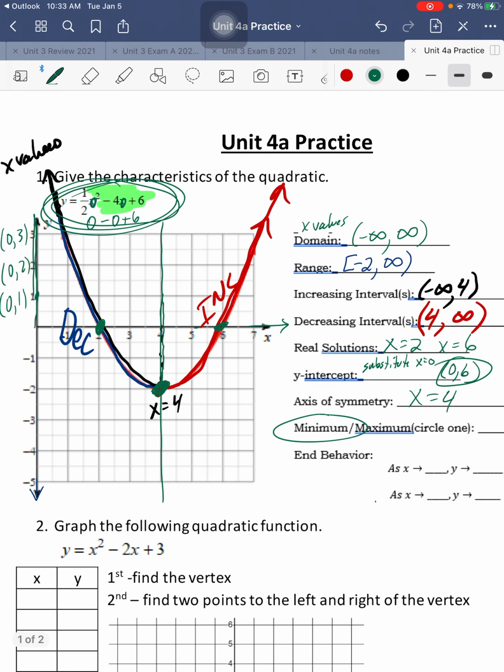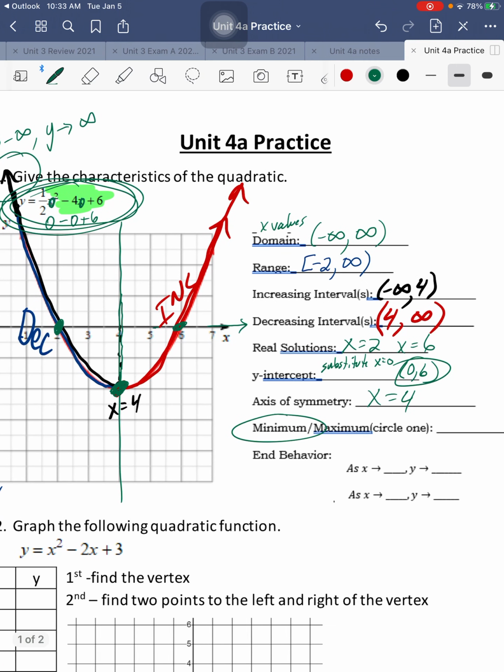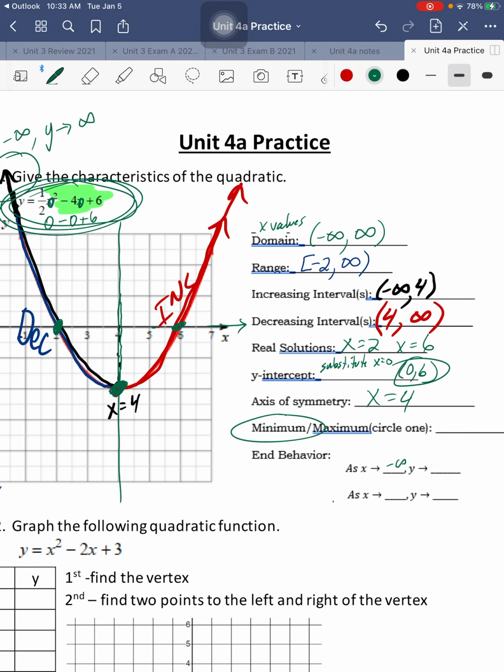End behavior, so looking at the ends of the graph. The left end is going, x is going to negative infinity. The y value is going up to positive infinity. So x goes to negative infinity, y is going to positive infinity. The right side here is going two directions. It's going right forever, so x is going to positive infinity. And it's going up forever, so that's also the y value going to positive infinity.